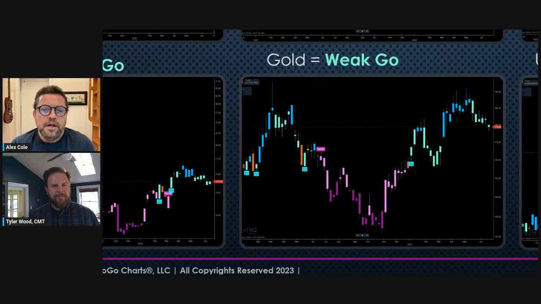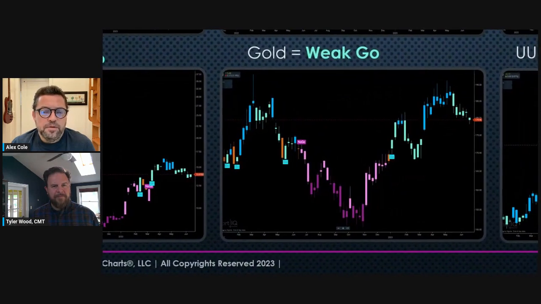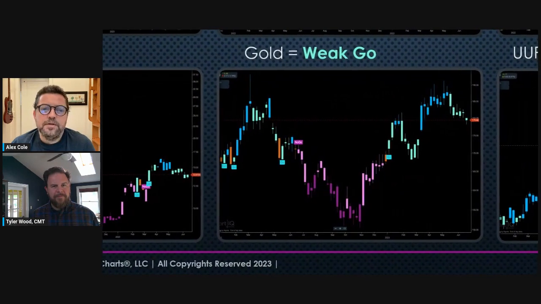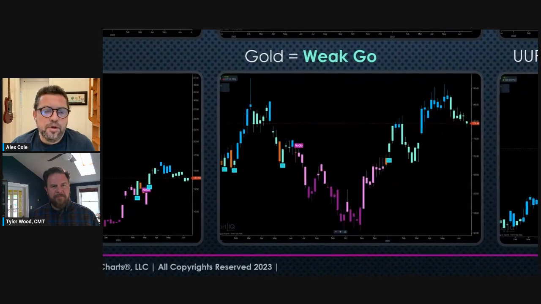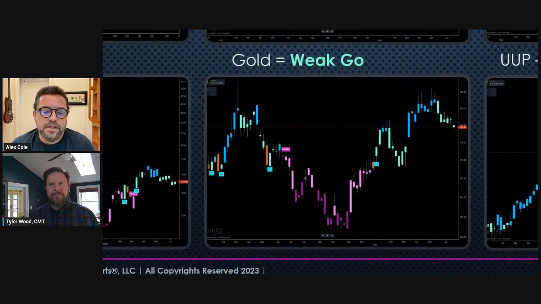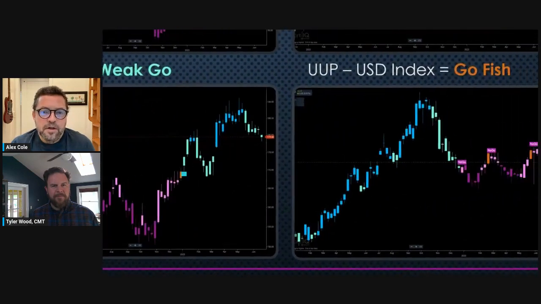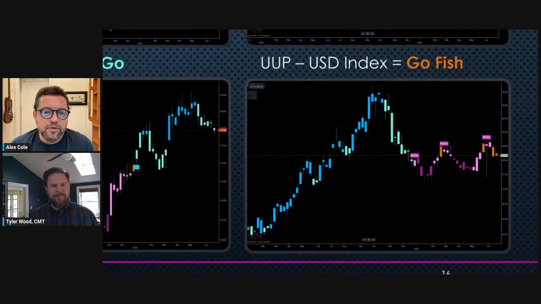Gold, of course, is in a weak go as well. We've seen gold struggle on the daily chart. You can see it fall away from those highs there, but on a weekly chart, it's in a pullback and it's in a weak go. And of course, the dollar, which was the strength for so long, and it was an amazing run, that has been in a no-go, and now a couple of go fish bars. So we're waiting to see what happens here. It's clearly failed at that last high, but amber bars now showing some uncertainty in the markets for the dollar.